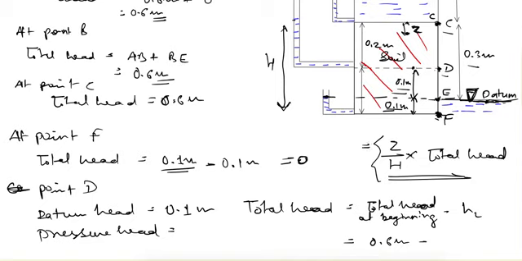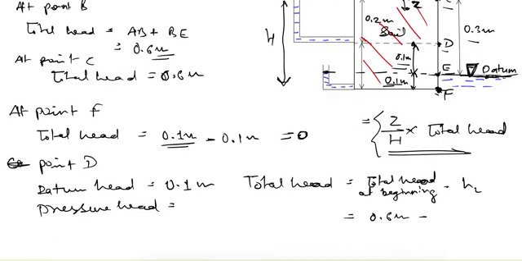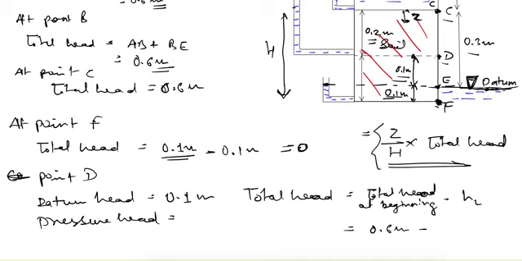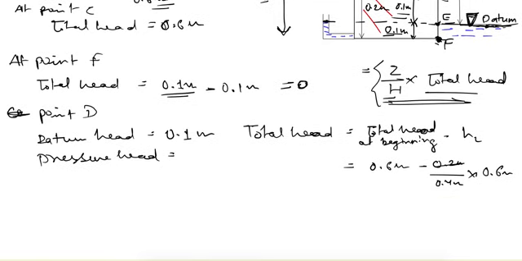So as I said, point D is the midpoint of the soil sample. So Z here is 0.2 meter, and this part is also 0.2 meter. So Z here is 0.2 meter divided by total length of flow. Total length of flow means the length of flow through the soil sample, that is H, that is 0.4 meter, and times total head. So total head was 0.6 meter. So this is 2 and this will be 0.3.